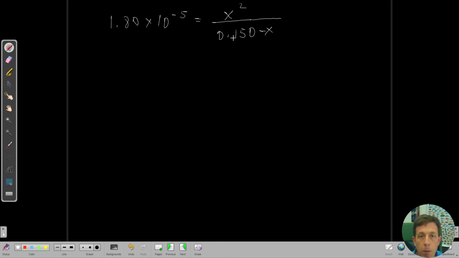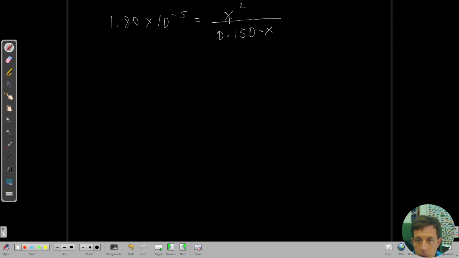We can then set up the equation where we set the Ka equal to x squared over 0.150 minus x, which are the variables that represent the acetate ion, the hydronium ion, and in this case the acetic acid. And this again gives us a quadratic.